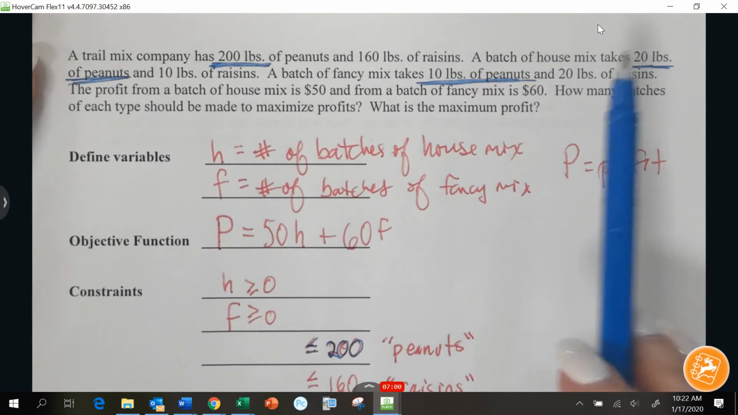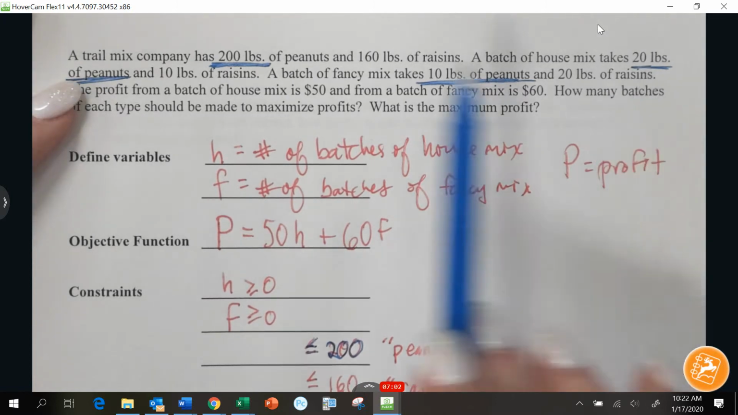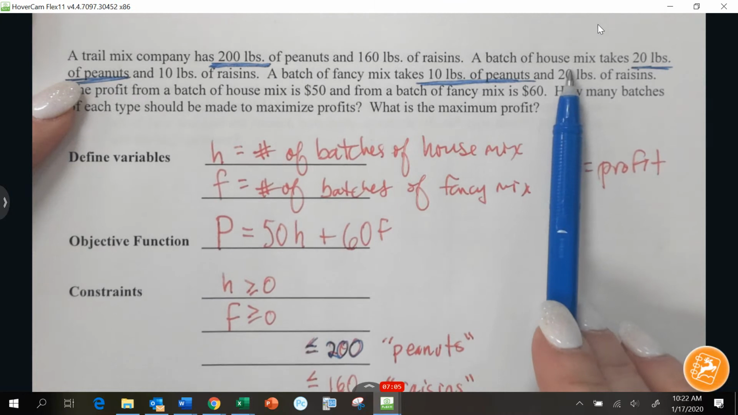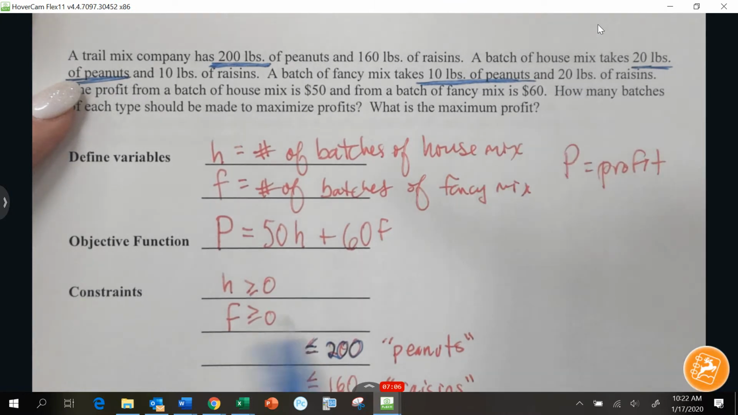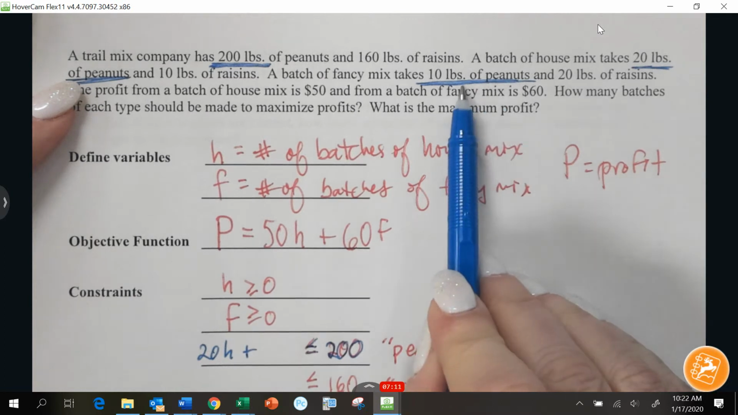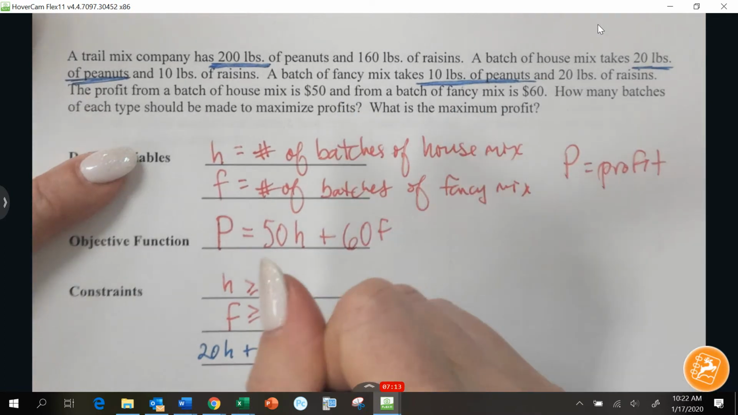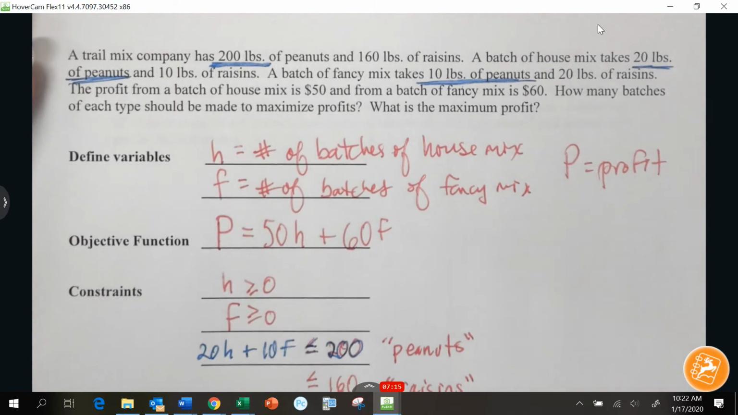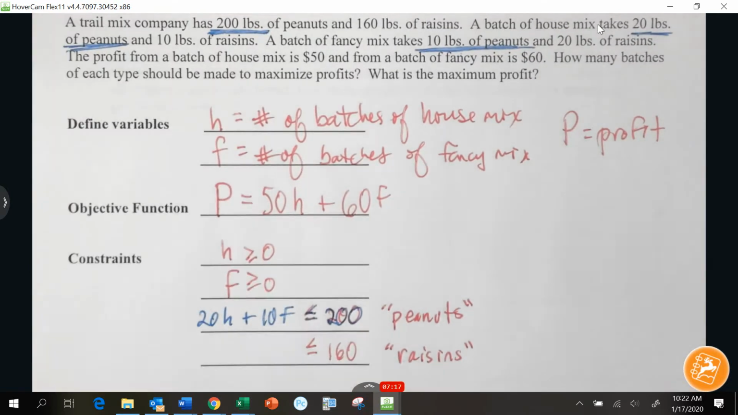So what I'm going to do is take 20 pounds of peanuts per house batch, so 20H, plus 10 pounds of peanuts per fancy mix, 10F. So peanuts, peanuts, peanuts. It's really hard to say and not say the wrong thing.